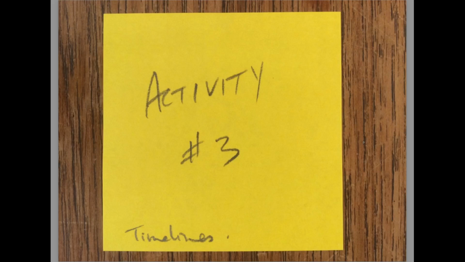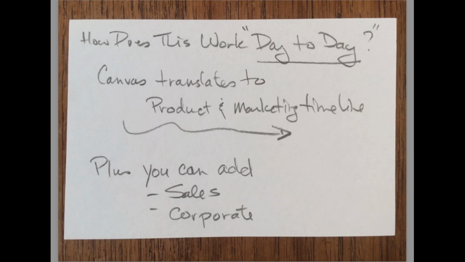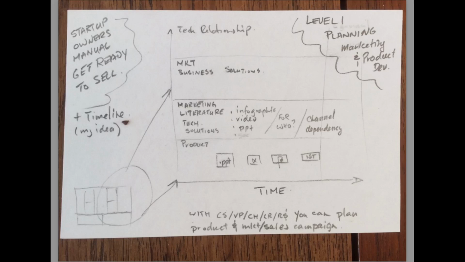So activity 3 is a bit hard to explain, but here we go. How does this work day to day, and how do you make it work for your product marketing timeline? I like to think of it as, at the bottom of this is your product, right? This is the thing that you're selling. But each thing that you're selling needs marketing literature. It needs some context for where it fits. That can be an infographic, a video, a PowerPoint, for whom, the channel dependencies. What is the marketing literature that wraps your product around?